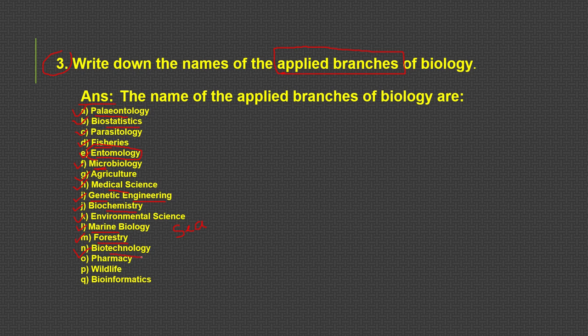Biotechnology, that is the science associated with the technological uses of organisms. And next one, pharmacy, that is the technology and industry of medicine. Wildlife, so here it's all about wild animals, or it could be wild plants also. Bioinformatics, that is the biological information based on computer technology.